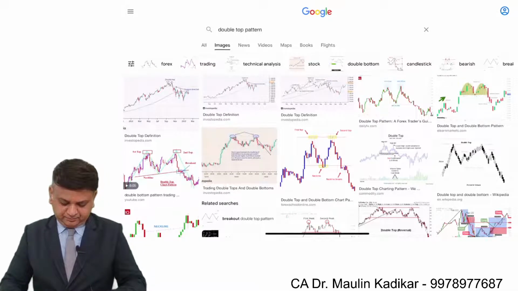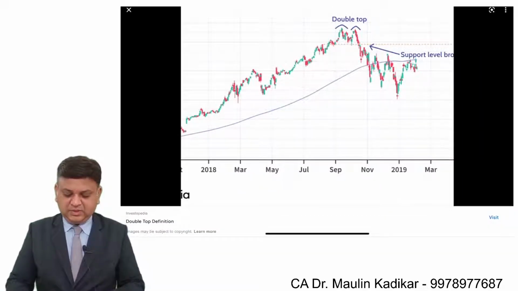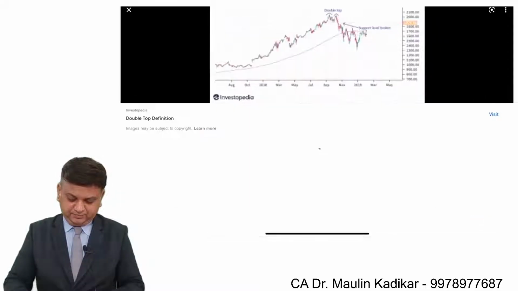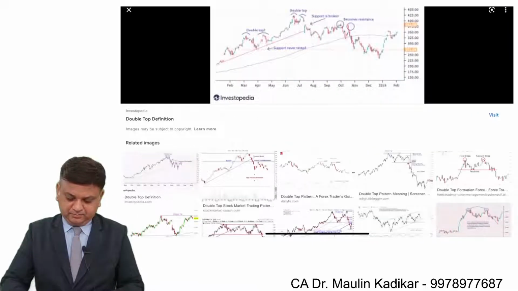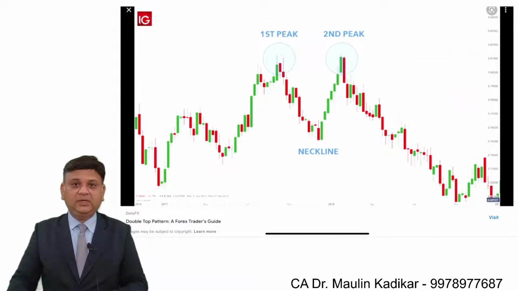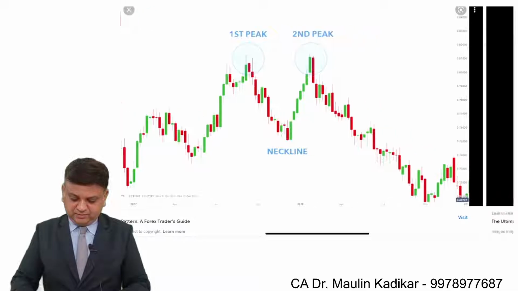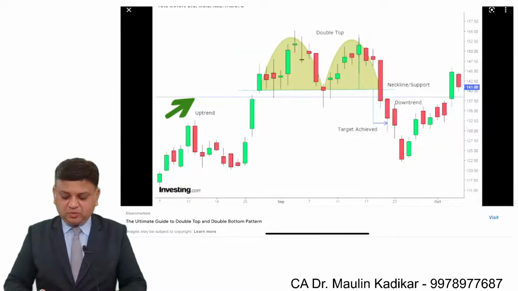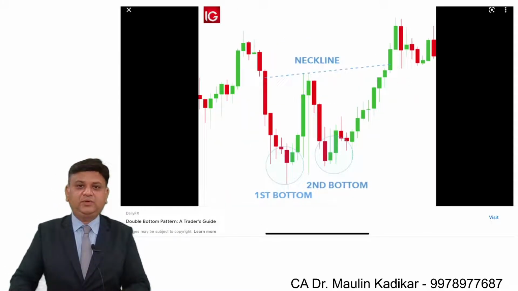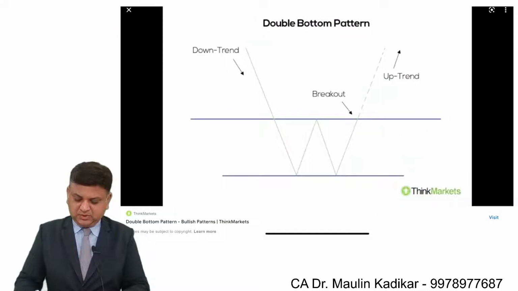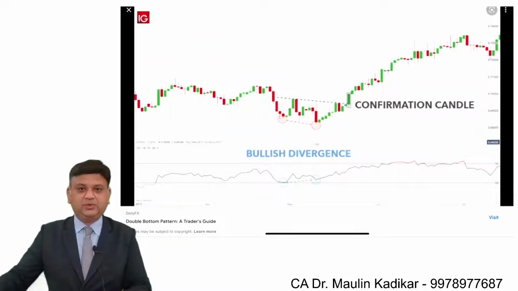So over here, this is the double top. Then the prices will fall down. Double top. We can say that's the double top, and then the prices are falling down. Again, the two tops, and then the price will fall down. So this is what you can see, that's the double bottom.